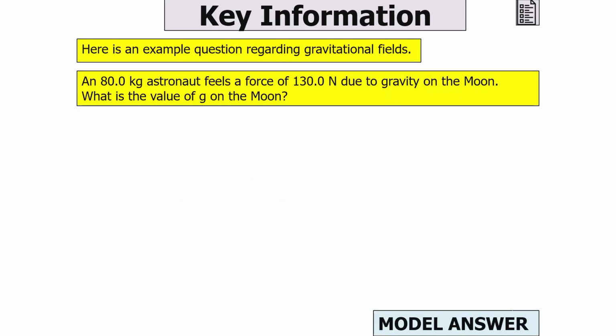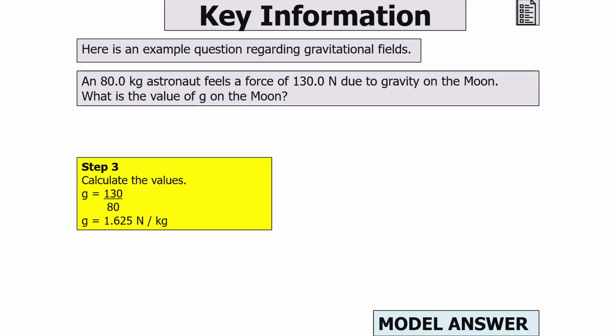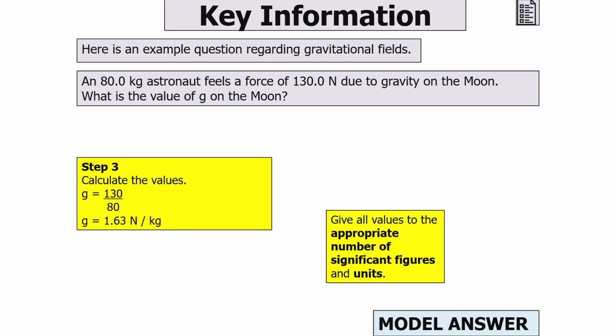So here's an example question. An 80 kilogram astronaut feels a force of 130 newtons due to the gravity on the Moon. What is the value of g on the Moon? The first step is to write out the equation, g equals F over m. The second step is to place the values into the equation, g equals 130 over 80. Our final step, step 3, is to calculate the value. g equals 1.625 newtons per kilogram. But remember to give all values the appropriate number of significant figures with a unit, so it should be 1.63 newtons per kilogram.